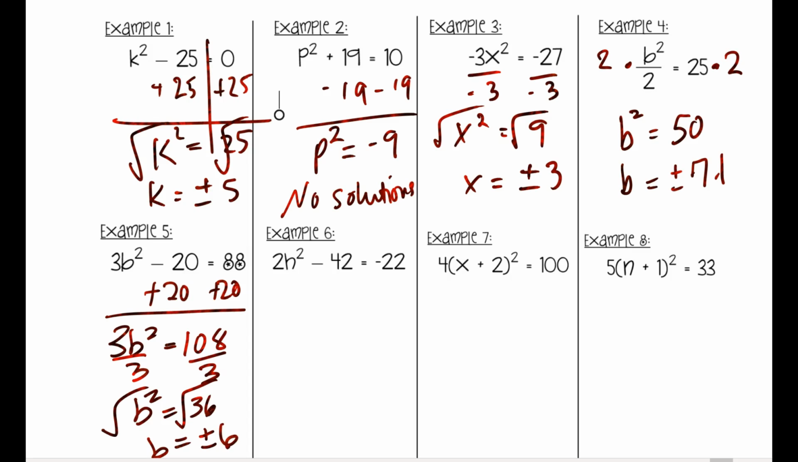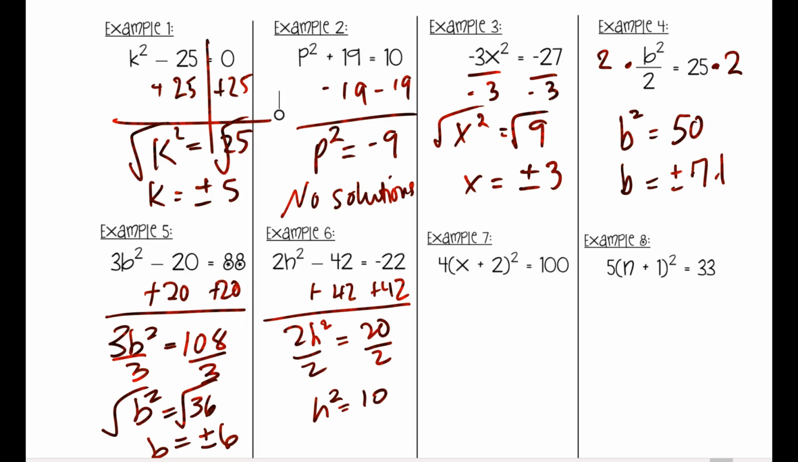For the next one, we add 42 to both sides, we get 2h squared is equal to 20. Divide by 2, we get h squared is equal to 10. And then we take the square root, so we get h is equal to positive or negative the square root of 10, which is about 3.2. Really, we should be using the approximate symbol. It should be approximately.